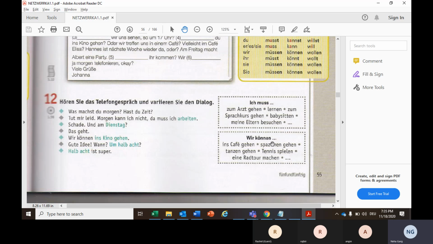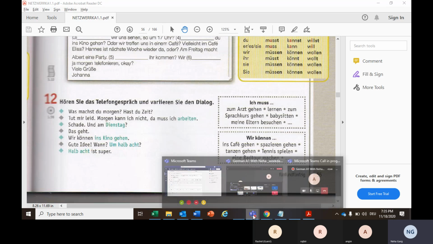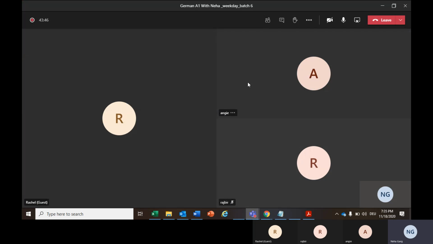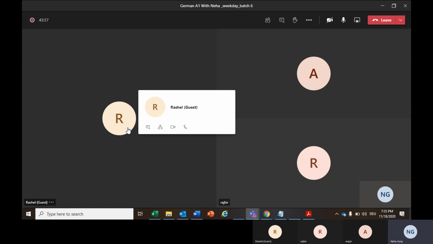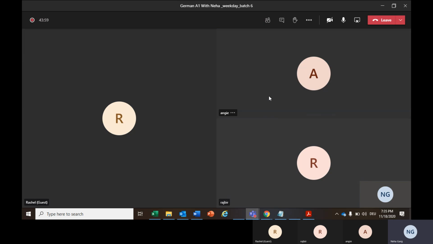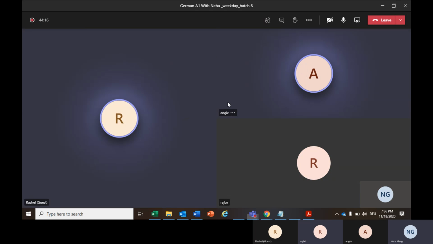So what we are going to do, first we'll go in a circle. First Rachel and Angie will communicate, then Angie and Rajbir will communicate, and then again Rajbir and Rachel will communicate. In the first circle, Rachel will start the conversation and Angie will respond. When Angie and Rajbir communicate, Angie will start and Rajbir will respond. In this way, everyone will get a chance to start the conversation and respond as well. So Rachel and Angie, let's start with you.